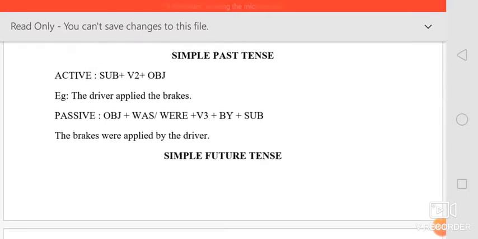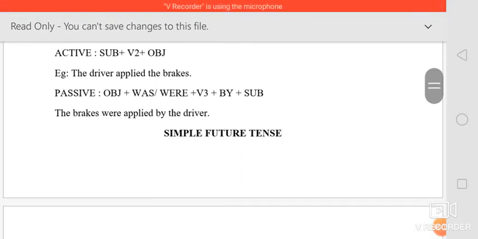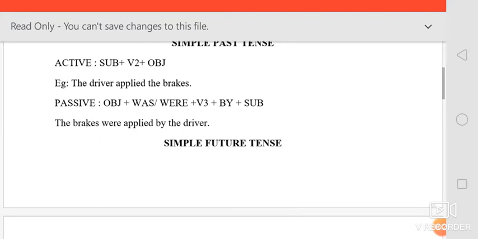And what is the passive form? See, the object is written first. Since it is past, we have to select from was or were. Then V3. As I have told you, everywhere in the passive, the main verb form will be V3. So was or were plus V3 plus by plus subject.